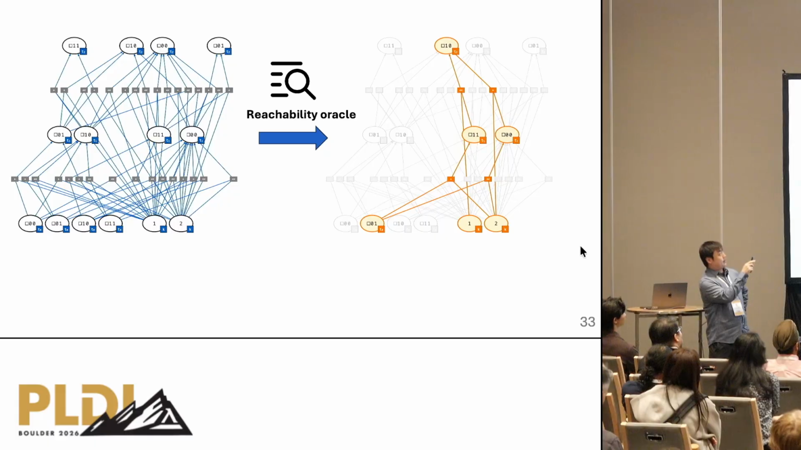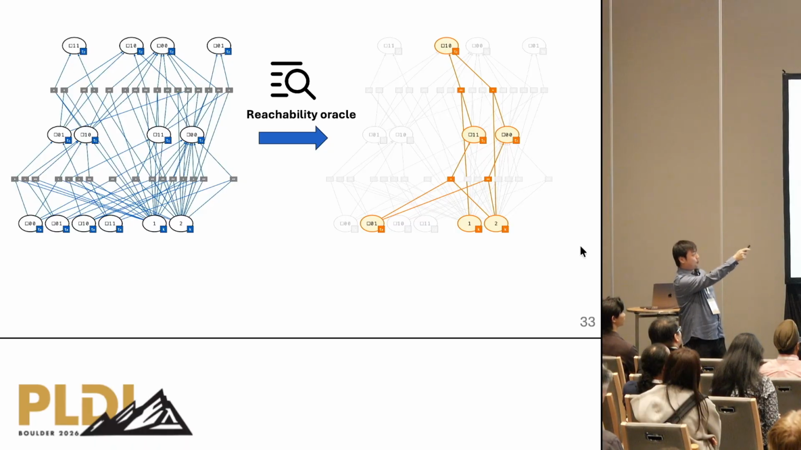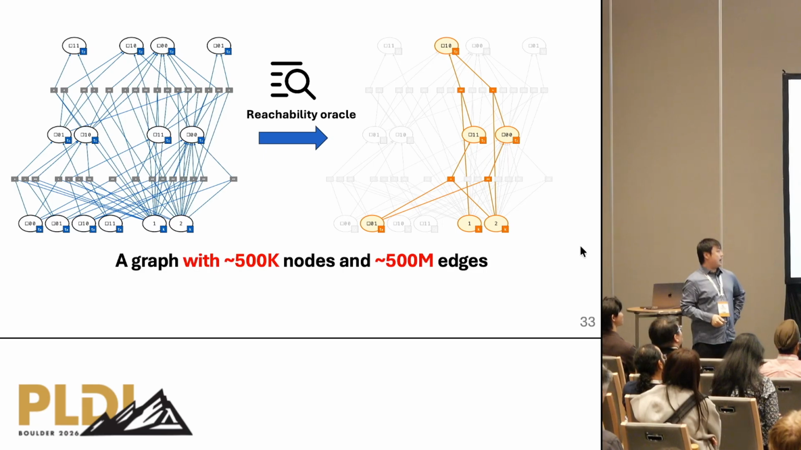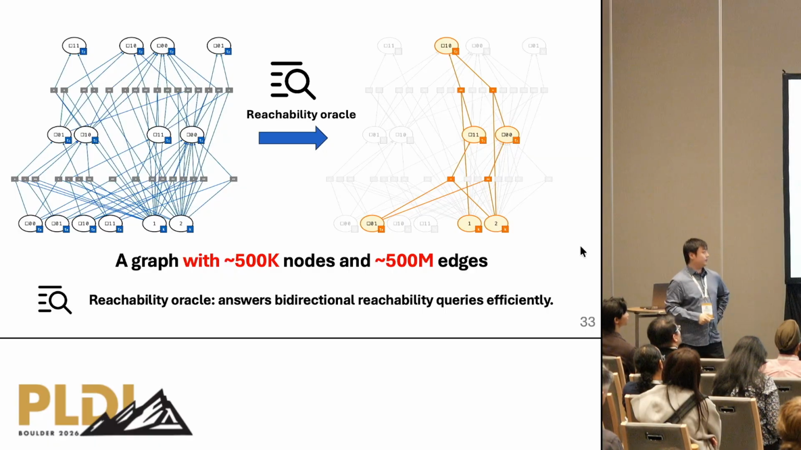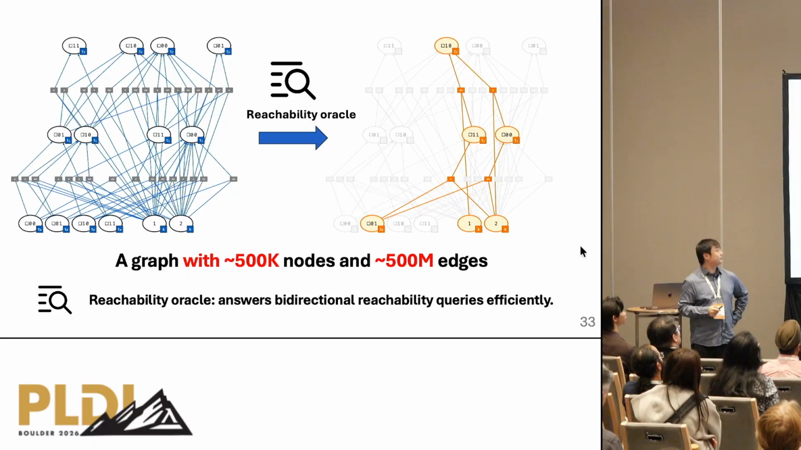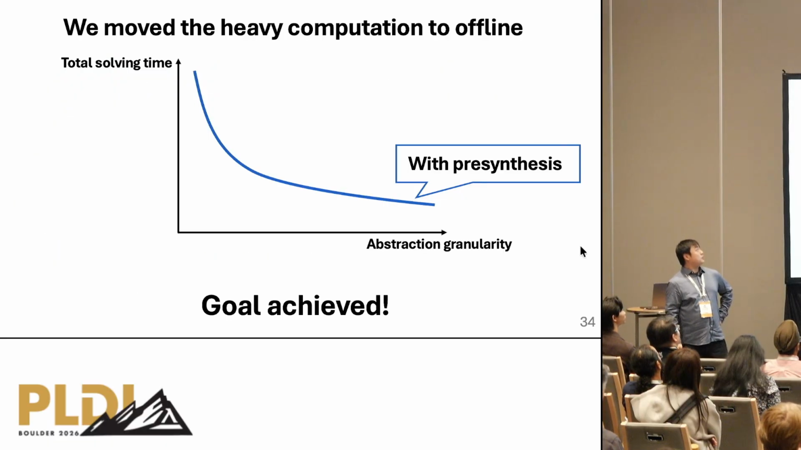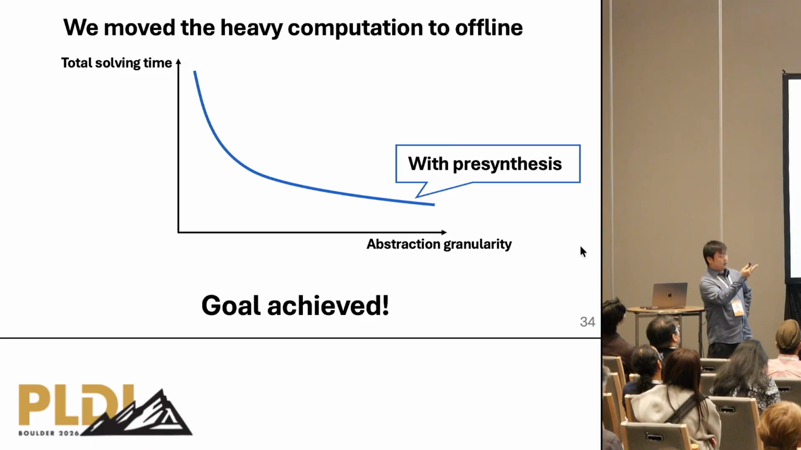So what it does is exactly to answer the query I showed before. You give an input and output, and it will return a part that is useful. In our experiment, we encountered offline graphs with about 500,000 nodes and 500 million edges. And the reachability oracle is designed to answer bidirectional reachability queries efficiently. I'll skip the technical details now, and please refer to our paper if you're interested. So since we moved the heavy computation to offline, and online is just a simple graph querying problem, we can use finer-grained abstraction without paying too much cost, and our goal is achieved.